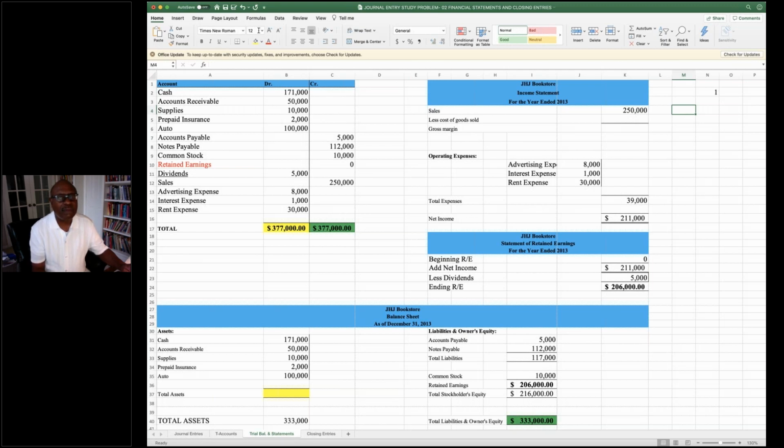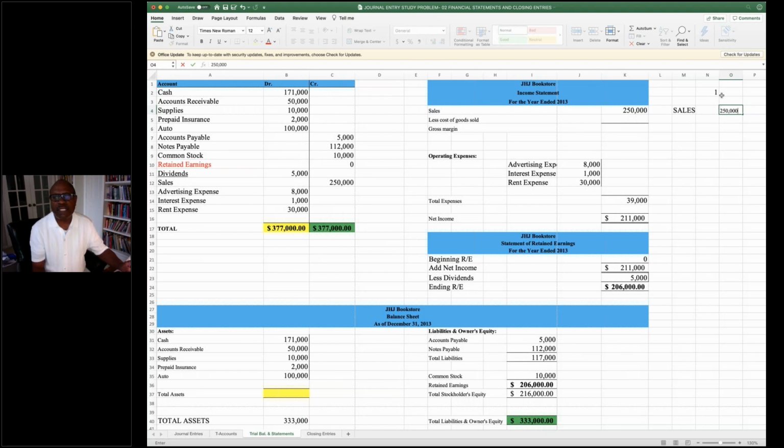You do income? The revenue, well, we debit sales. Yeah, so sales. So we would debit sales, and the amount of that debit would be what? 250,000.